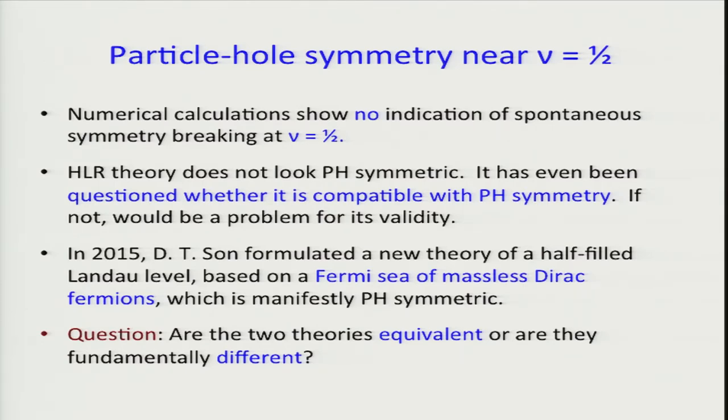In this paper by Son, which I've already mentioned, he formulated a new way of looking at things. Instead of using non-relativistic particles, he talked about a Fermi sea of massless Dirac particles interacting with the gauge field in a different way, which is manifestly particle-hole symmetric. So he immediately can get everything particle-hole symmetric.